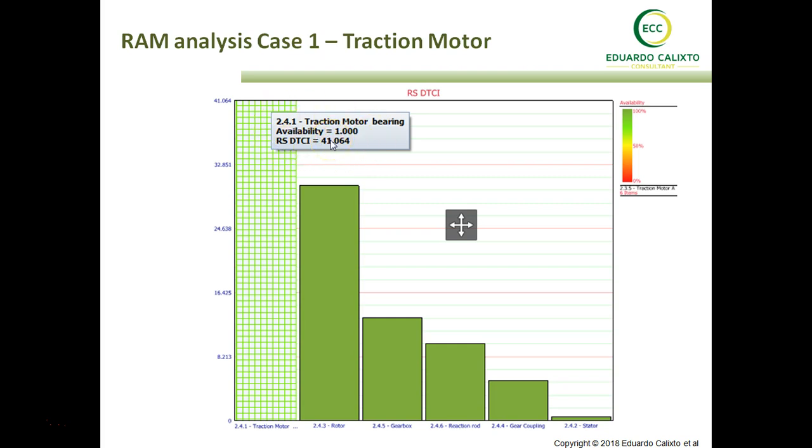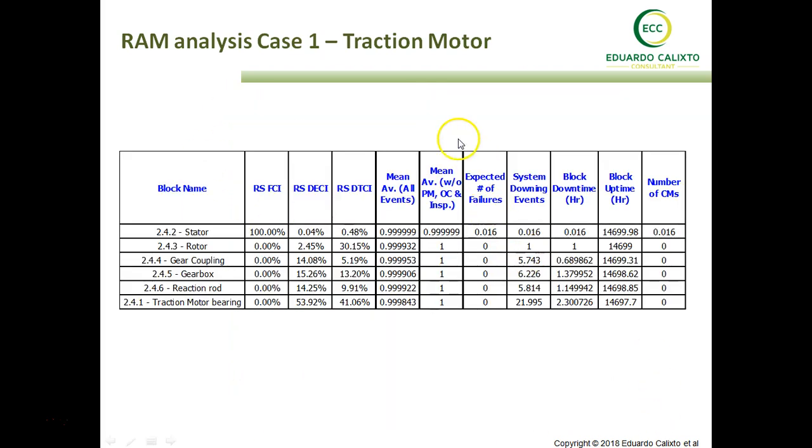It's not too much, downtime is around 2.3 hours, but 41% of 3 hours is related to the bearing. On this downtime, we also need to clarify, to be sure what this downtime is about. And in the case of traction motor, gearbox, reaction rod, and gear coupling, it is all about inspection and preventive maintenance. Okay, so here we get more clarification in this table.